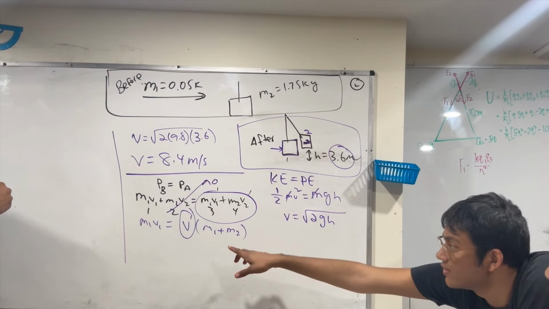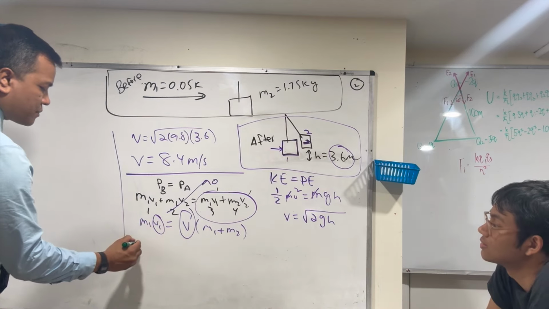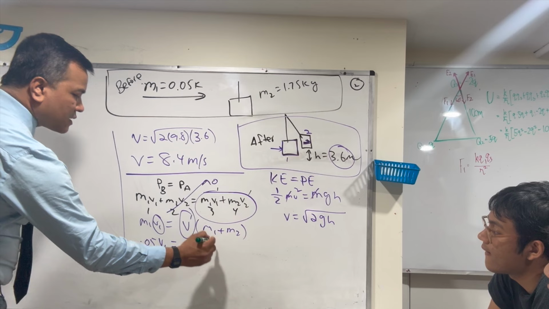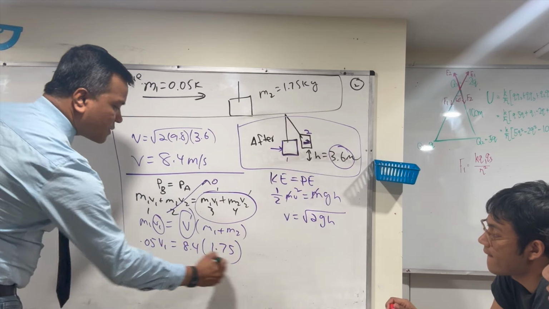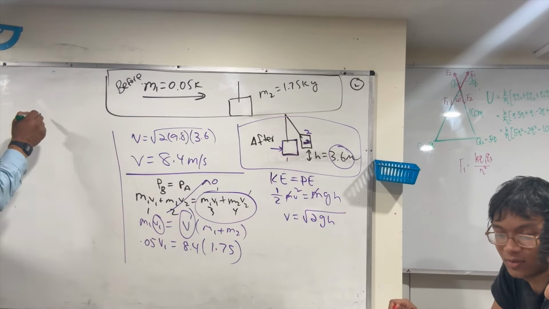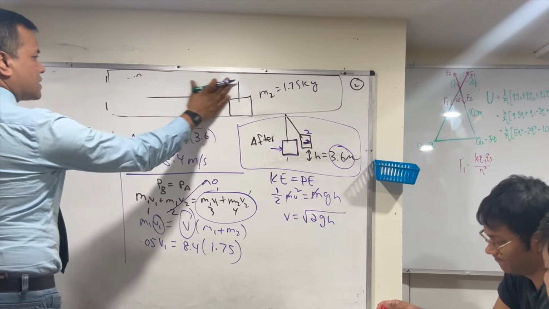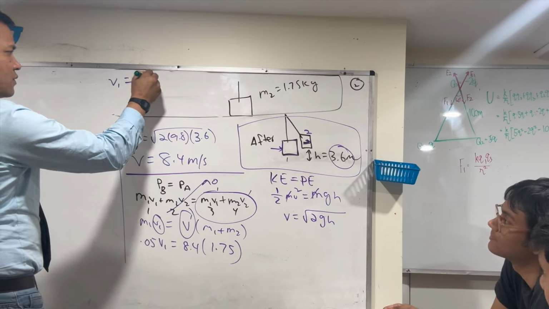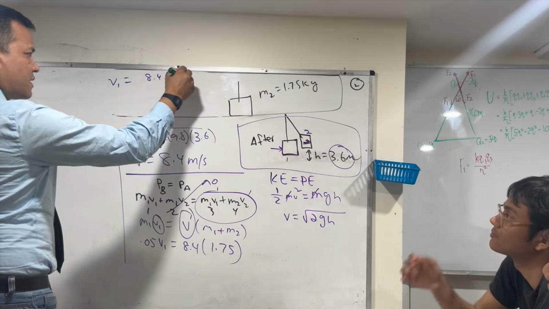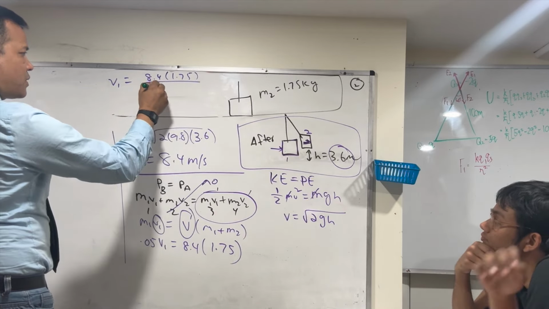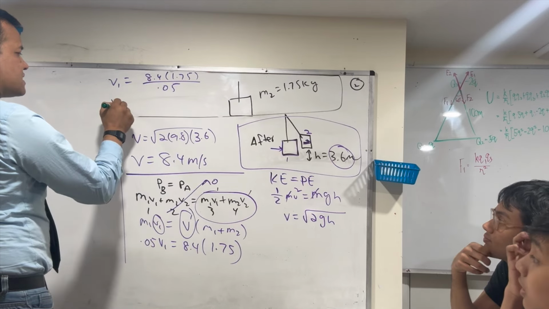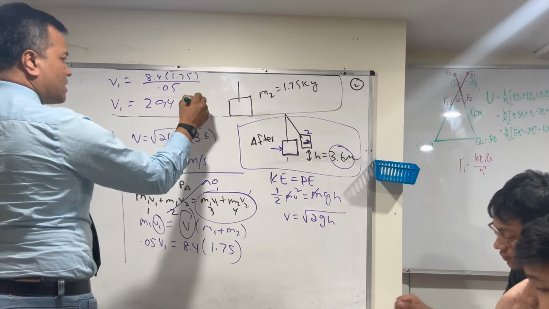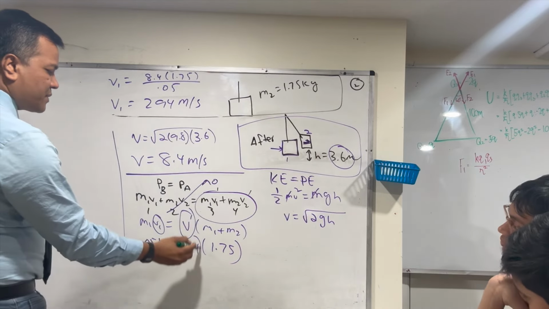We are trying to find a V. We already found V, 0.05. V1 is equal to 8.4 times 1.75. And that gives you a final velocity of 294 meters per second. So then the velocity is 8.4 times 1.75 divided by 0.05. And the velocity of the bullet is how much? 294 meters per second. Of course, this is greater than 8.4.